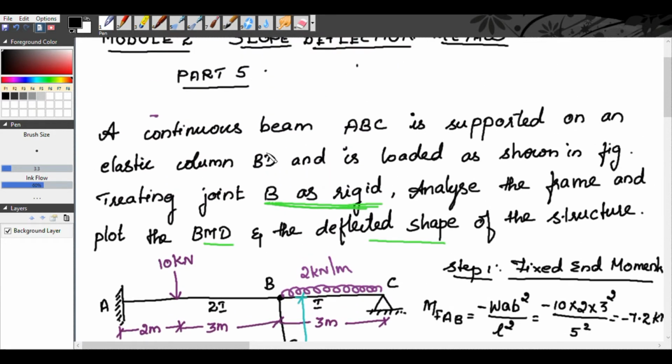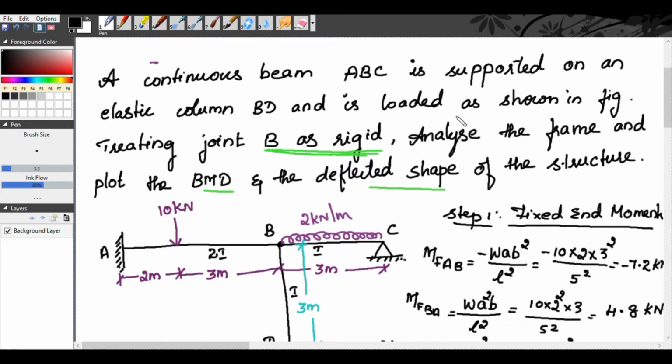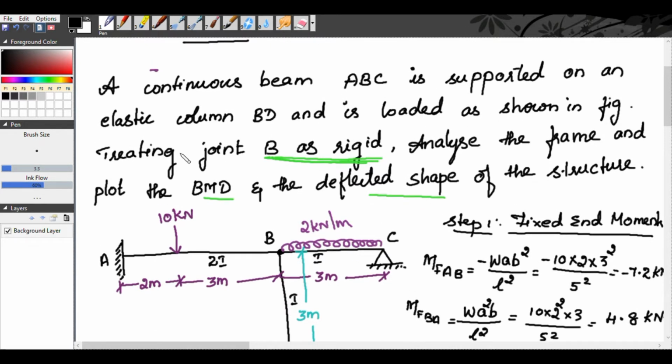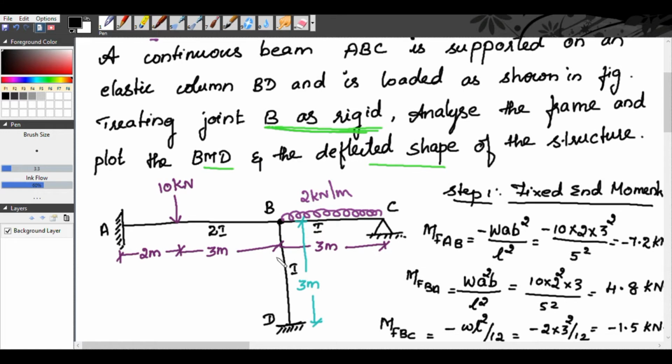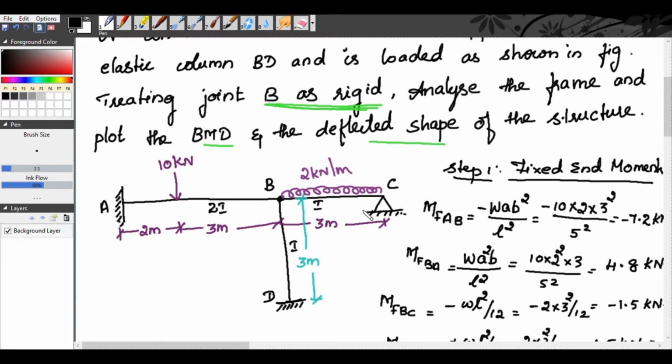So our question is a continuous beam ABC. ABC is continuous, B is the intermediate support, and it is supported on an elastic column BD, a vertical member BD, and is loaded as shown in the figure. Treating joint B as rigid, analyze the frame and plot the bending moment diagram and deflected shape of the structure.